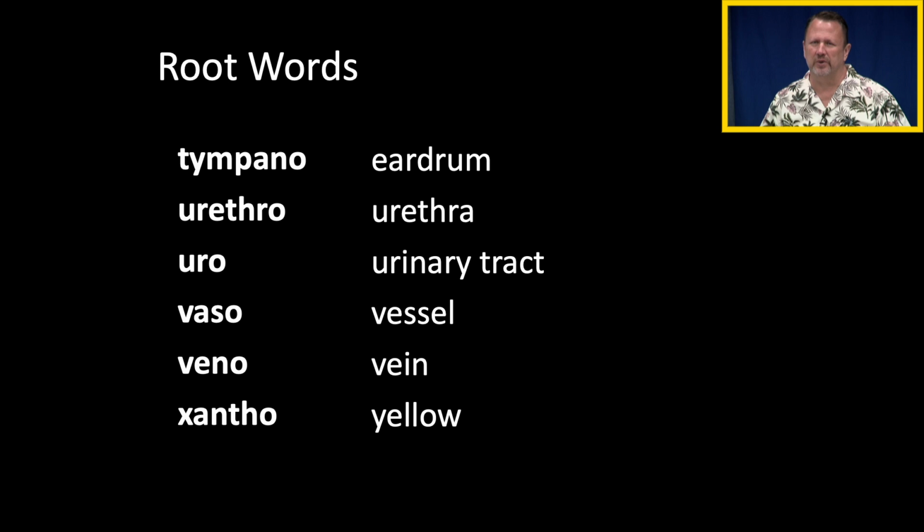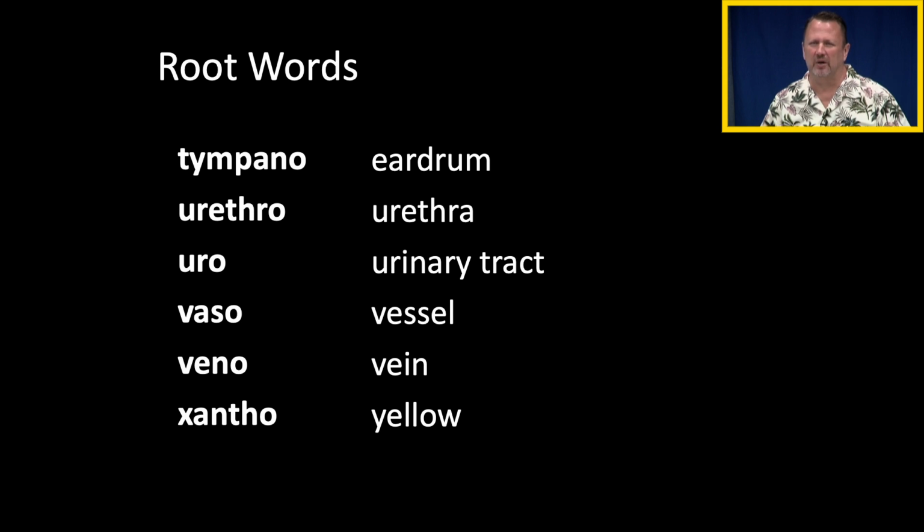Urethra has to do with the urethra. This is the tube that separates your bladder from the outside world and allows the bladder to drain. And so that's the urethra. Uro has to do with anything in the urinary tract. Again, vaso means blood vessel. Veno means vein. And one of my favorite root words is xantho.